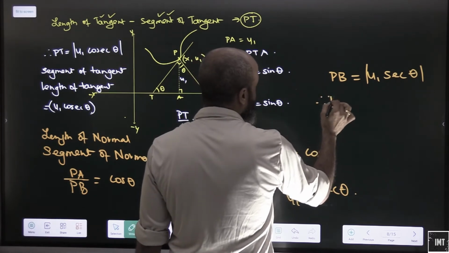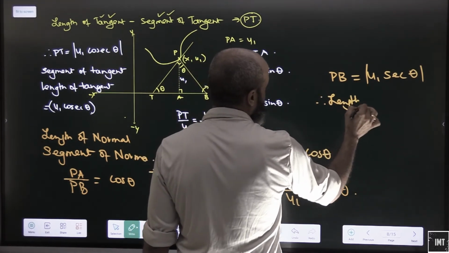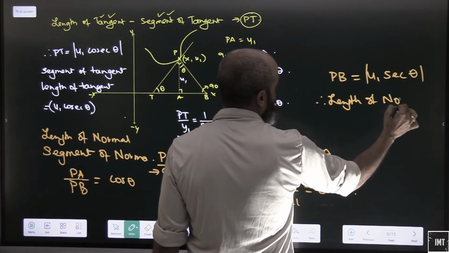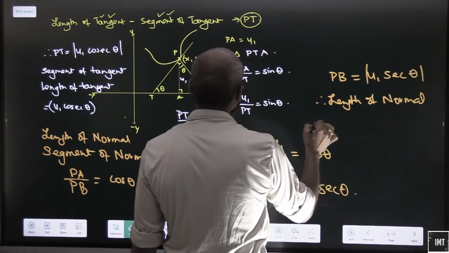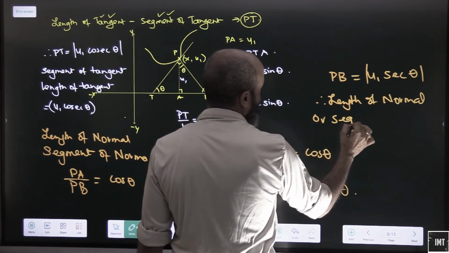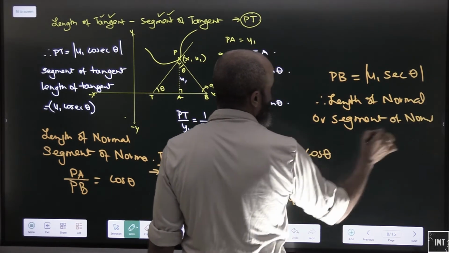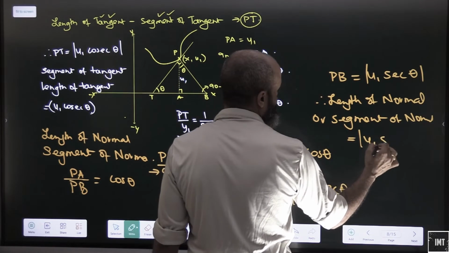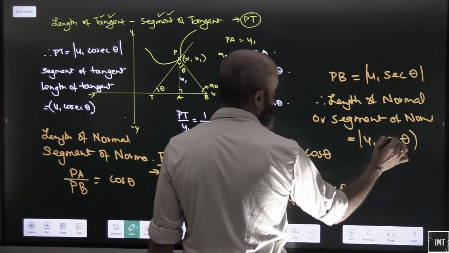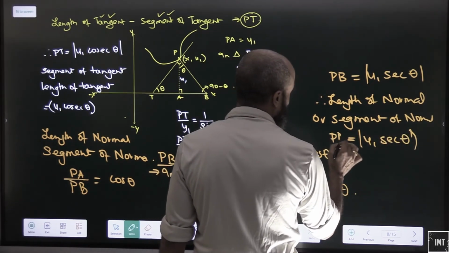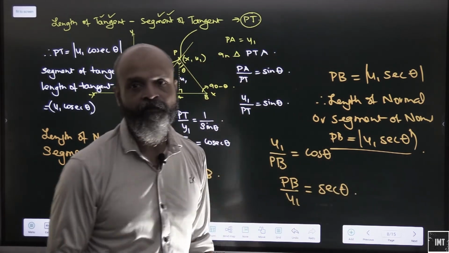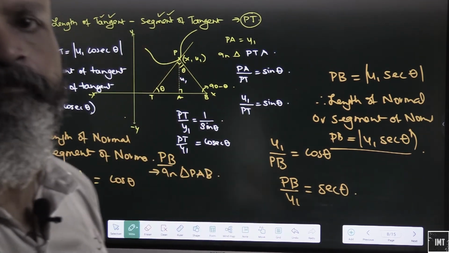So the length of the normal, or segment of normal, is equal to y1 sec theta. So PB is equal to y1 sec theta. That will be the length of the normal.